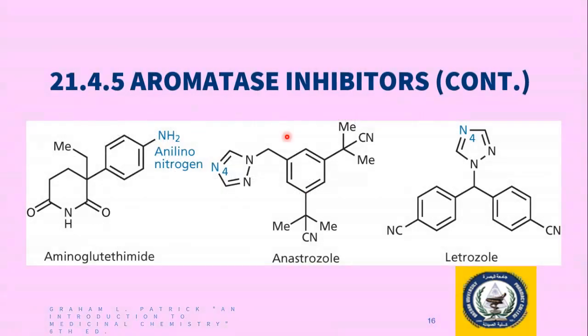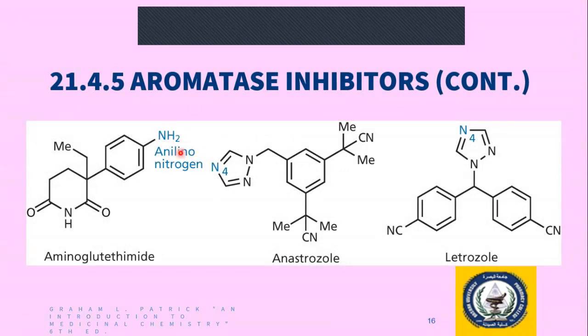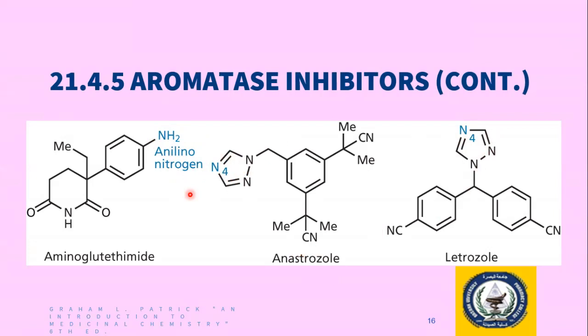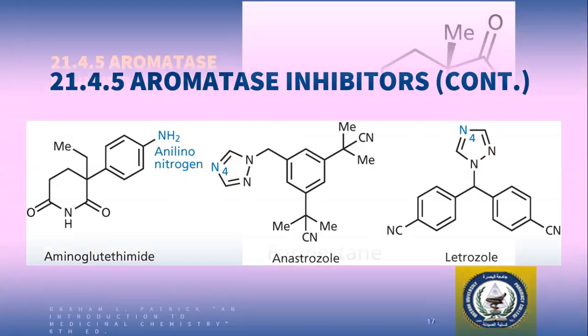These are the structures for the aminoglutethimide, anastrozole, and letrozole. The anilino nitrogen, along with the N4 of the triazole of the anastrozole and the letrozole, all of those are important because they interact with iron at the heme group in the cytochrome P450. I think now you have an idea what groups we need if we want something to interact with iron. All right.